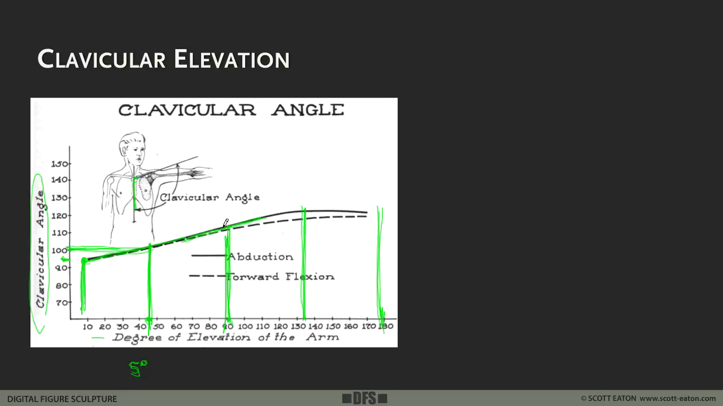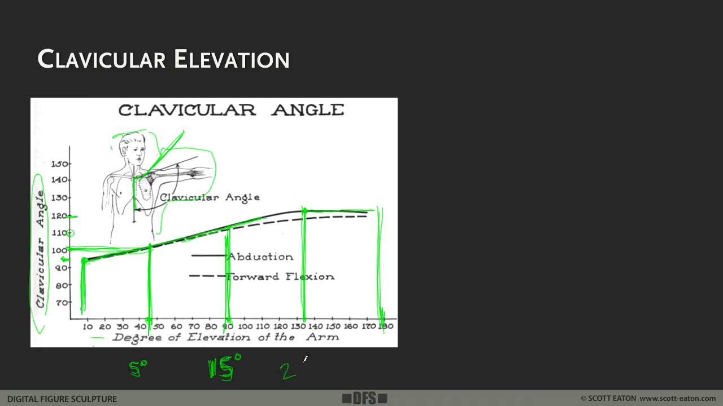At 90 degrees, so arms straight out to the side, we're looking at 110 degrees. So we're looking at 15 degrees of elevation in the clavicle when the arm is held straight out to the side. And that's more or less what we're seeing in this illustration here. 135, again, is 45 degrees past horizontal. And that looks like it almost maxes out there, and then it stays constant from there. So that's looking at about 120.